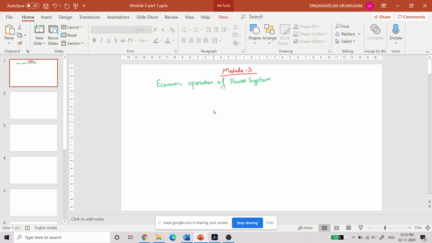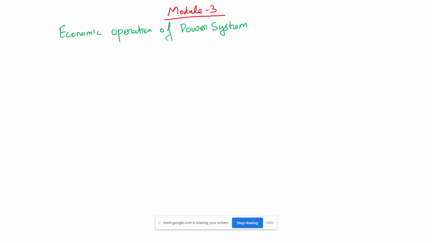Yes, sir. Okay. So we are going to see about the economic operation of the power system. The main aim of the economic operation is to supply the needed demand from the available generators. For example, suppose you have a generator like generator 1, and this is generator 2. Like that you have many generators. All these generators are connected to a bus, and then it is supplied to a load.